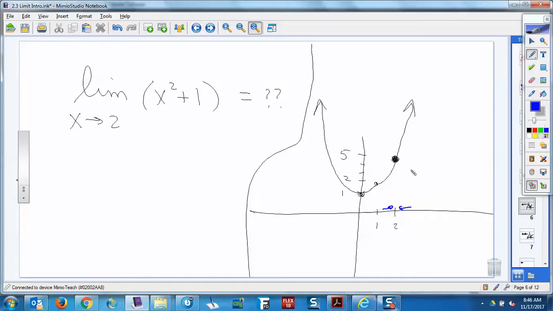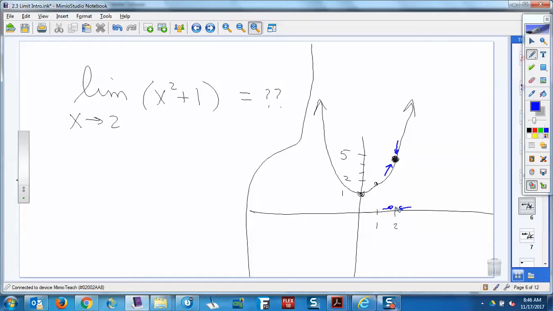So as x approaches 2, what are the outputs approaching? What value are the outputs approaching? 5. Don't overthink it. As you get an x really close to 2, you're getting an output really close to 5. On either side of 2, you get an output really close to 5. As x is approaching 2, that function is approaching 5.